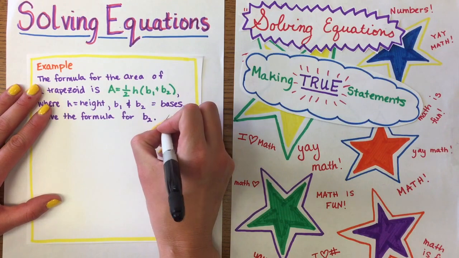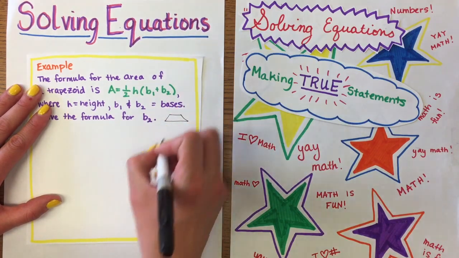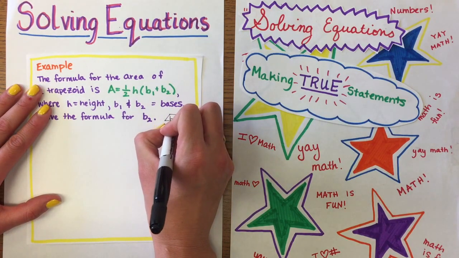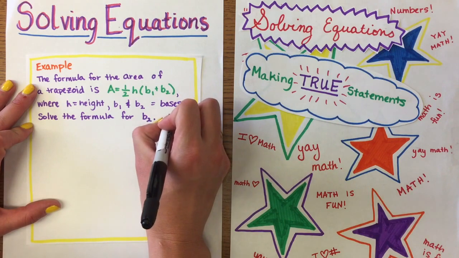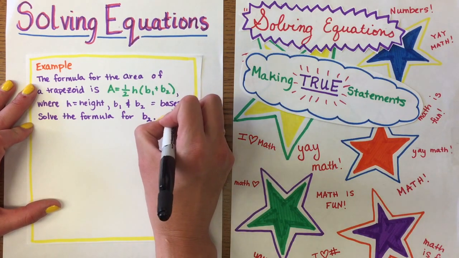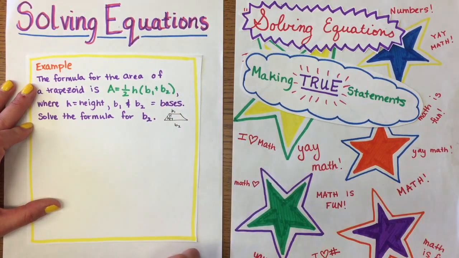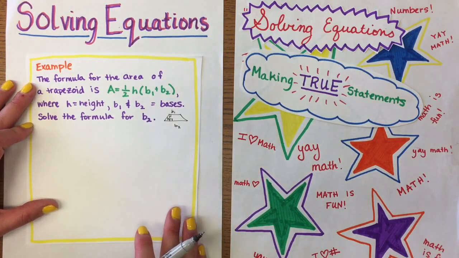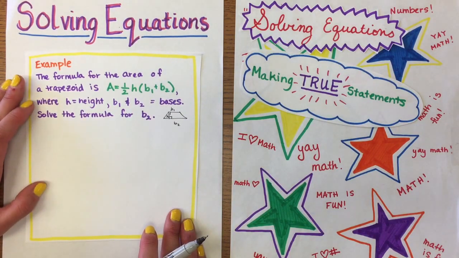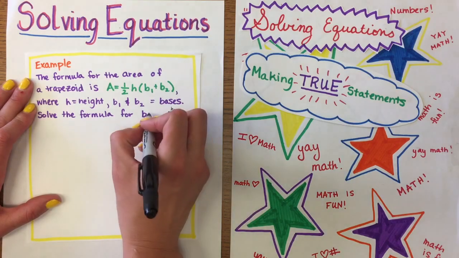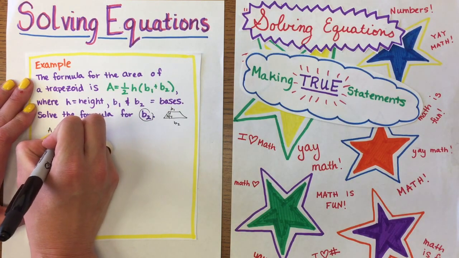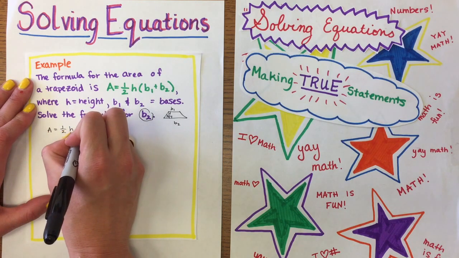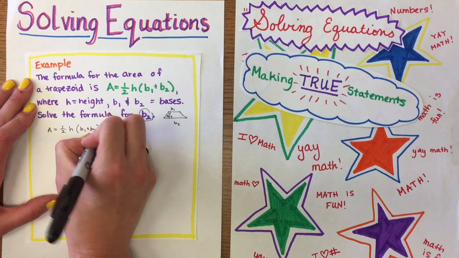Just as a reminder, a trapezoid looks like this, where if this is a right angle, that's my height. That's also a right angle. This is my base 1 and this is my base 2. So I'm finding the area of that trapezoid, but I want to solve for b2. So I'm going to write my equation down here: A is equal to 1/2 h times (b1 plus b2).